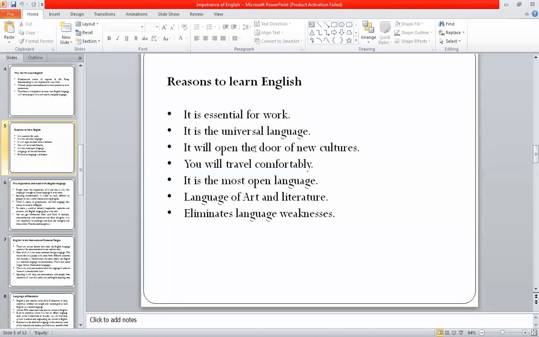Then next we have seen that it's the most open language. So many of the words in this language are added from different languages. Okay, words from different languages, different countries, are added in this language, and that is why it is called the most open language. Even at this moment, they are adding different words from different languages.